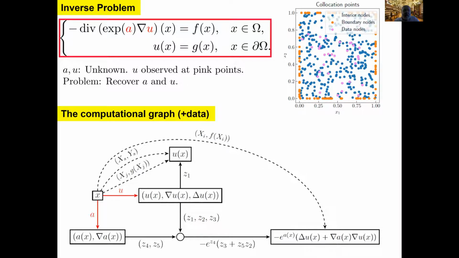Then the proposed problem can be formulated as completing the following computational graph, where A and U are the unknown functions of the graph, and the known functions are enforcing the structure of the PDE. Here, the data is obtained by the measurement of the value of U at the pink collocation points, the computation of the right-hand side F at the blue collocation points, and the boundary value G at the orange collocation points.